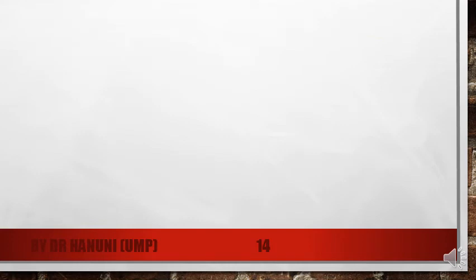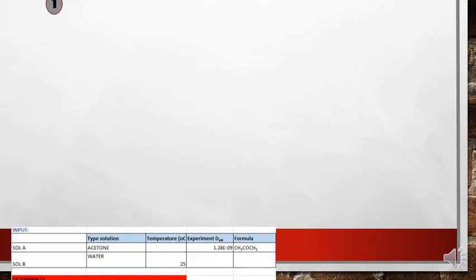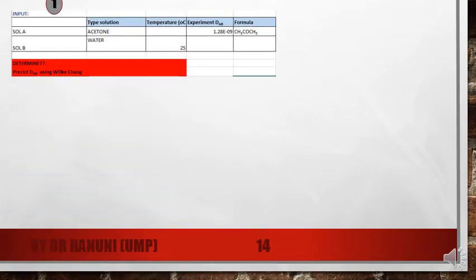Okay, here I will explain in detail how we can solve the question. First, we should know what the input from our question is, and I also suggest you make this kind of table to make it easier to understand the question better. We know that solution A in the question is acetone, and solution B is water, and the question also provides us the experimental DAB value, which is 1.28 times 10 to the power of minus 9, and the stoichiometric equation for acetone is given.